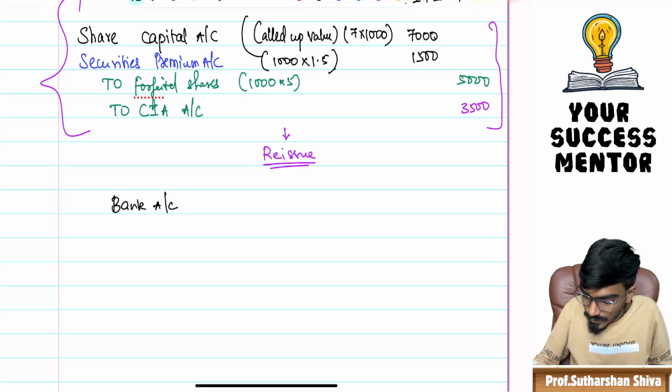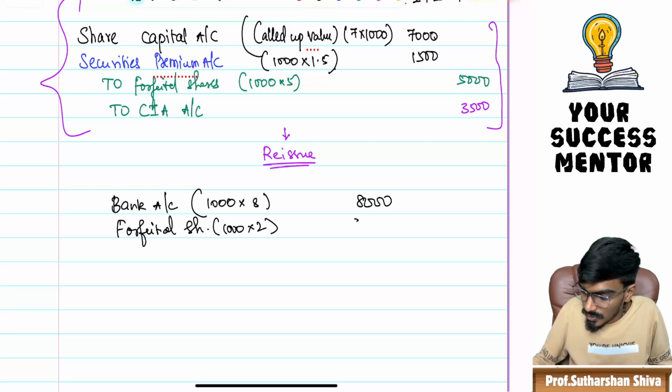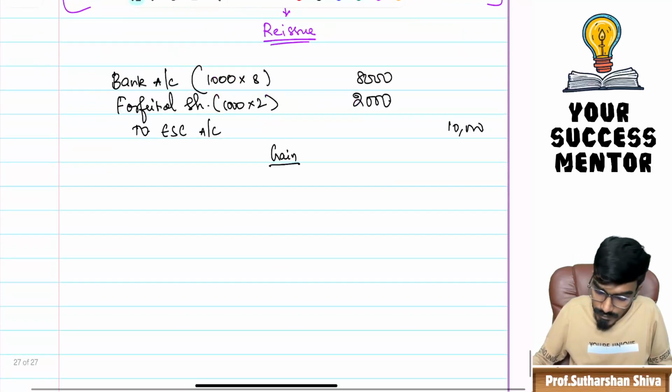Bank account debit. How much? 1000 into 8, which is going to be 8,000. Next, what is share forfeited? 1,000 into 2, which is going to be 2,000. Then equity share capital, 10,000. How much is the gain?